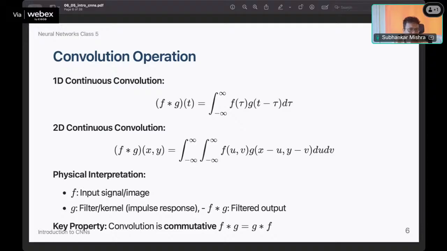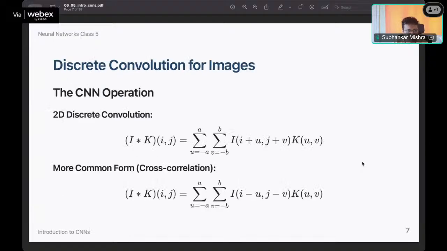Now, 2D convolution, again, you can extend it to that. A key property here is that convolution is commutative. That means F star G is the same as G star F, so the order does not matter. Conceptually it might matter, but mathematically it does not. The only difference here is that this is a continuous function, and images are discrete. Most of the signals that we collect are discrete, right? Even analog signals are discrete converted to analog.